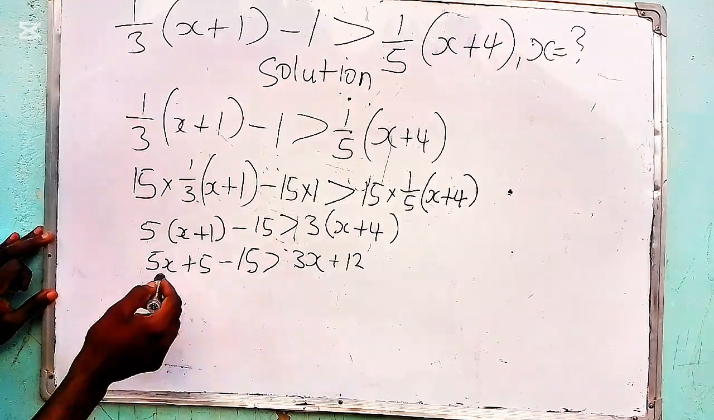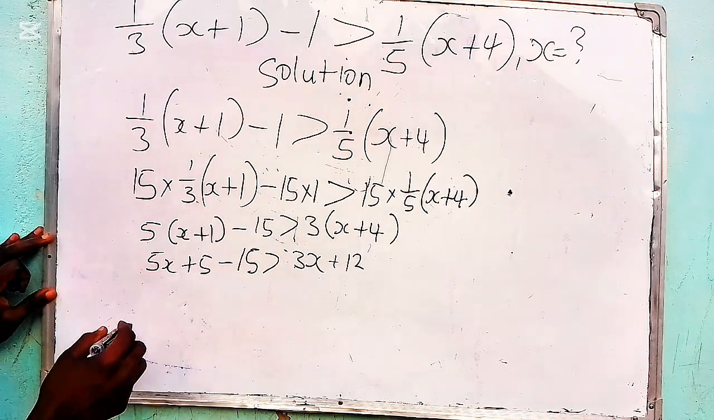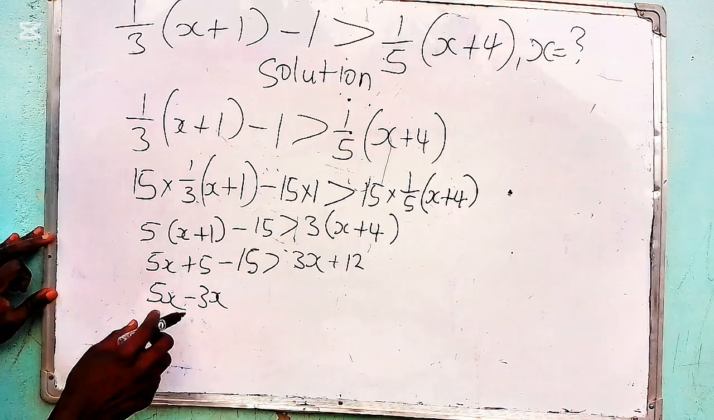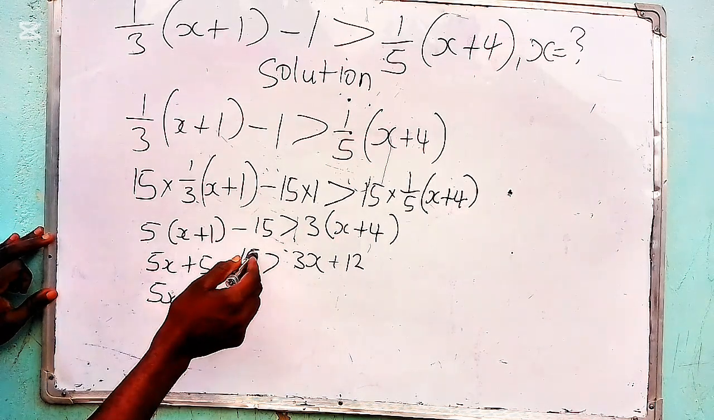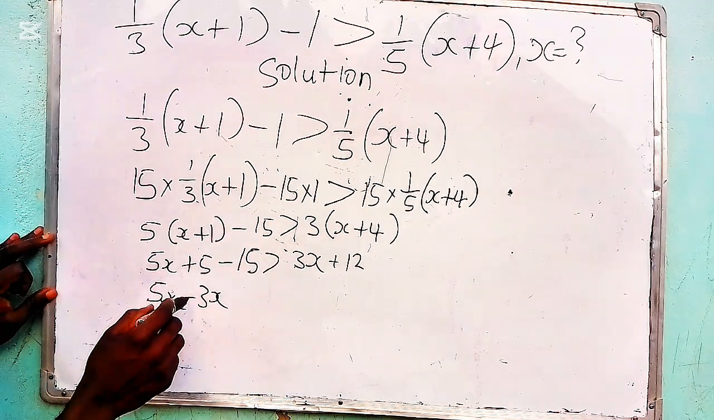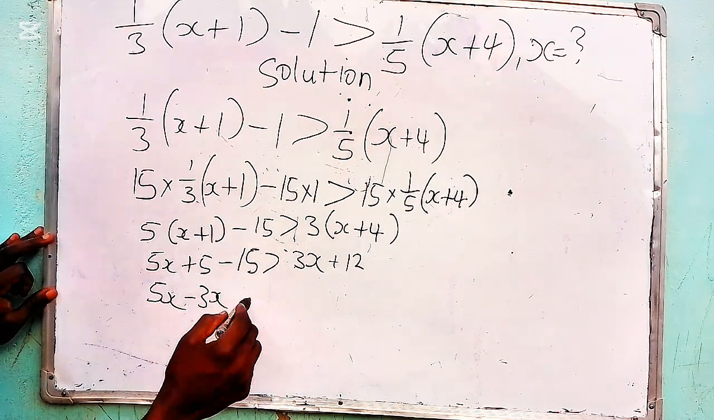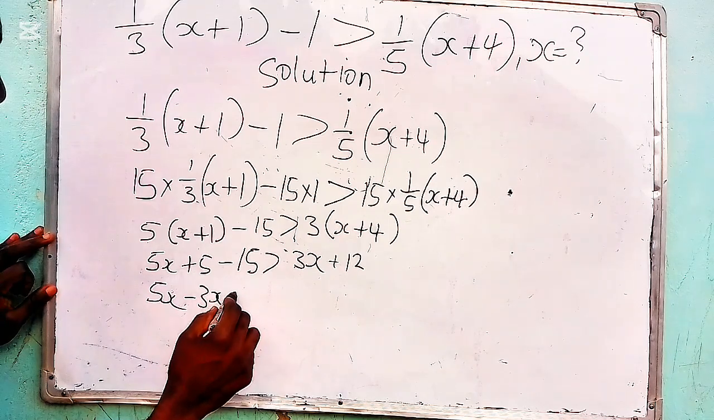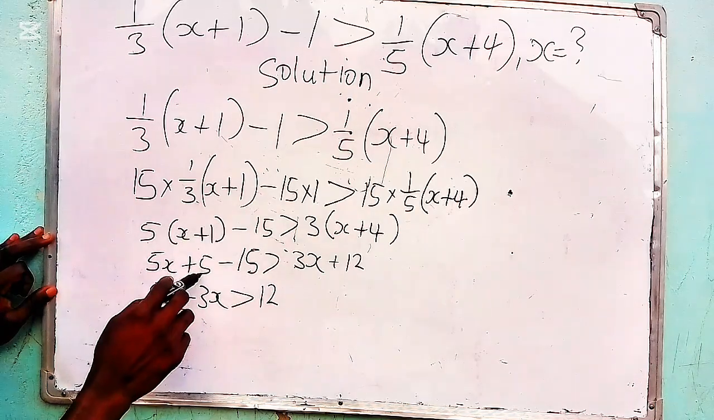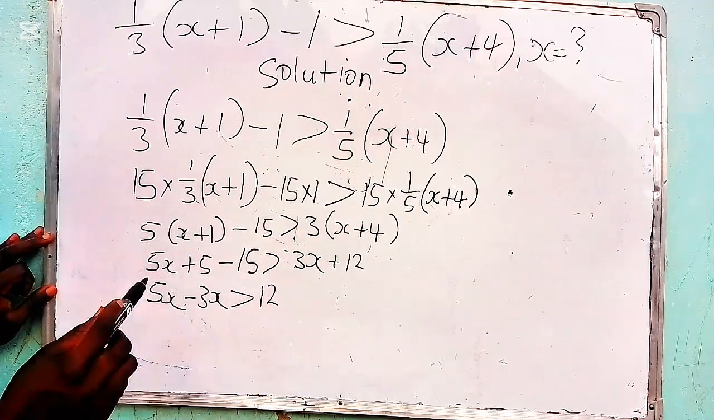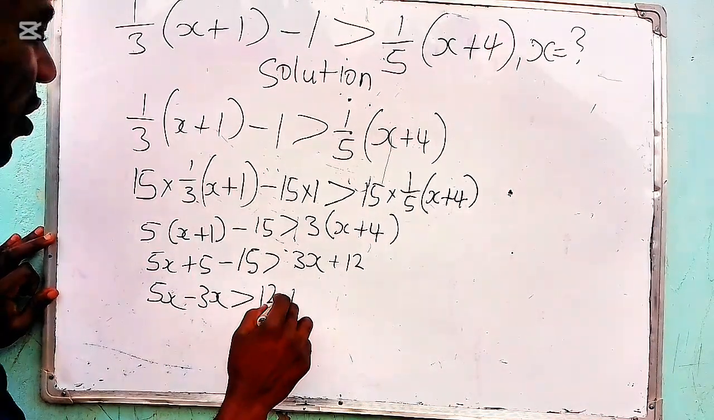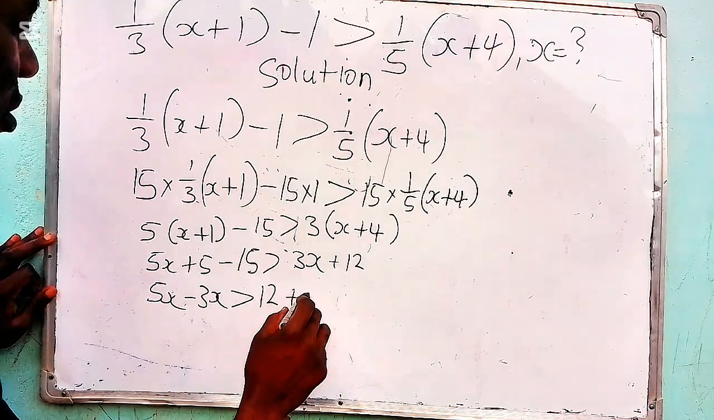Bring 3x to this side and move this to the other side. This is 5x minus 3x. Why minus? Because here is plus. As it's crossing the inequality sign to the left hand side, this sign will change to negative. Then bring this together. We now have 12. 5 minus 15, you have minus 10. As minus 10 is crossing to the other side, you have plus 10.